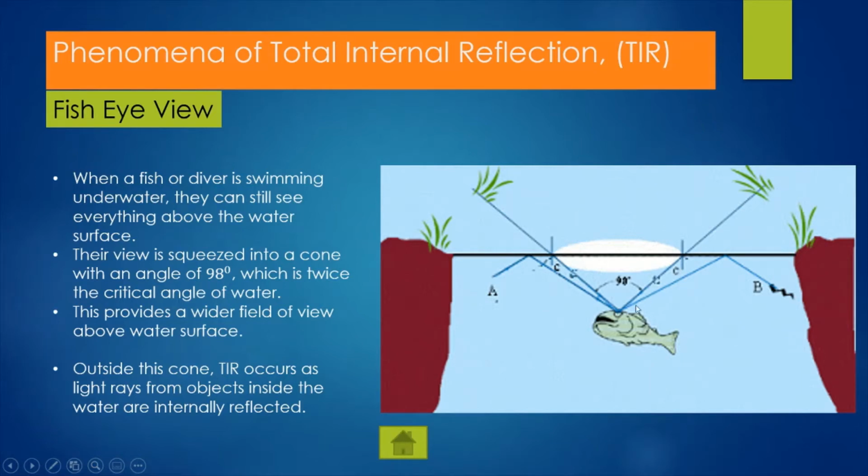What about if the incident angle is more than the critical angle? For example, this worm and this object A here. For these objects, the light will be reflected into the eye of the observer. So therefore the fish can see this object, this, this, and that. All this can be seen by the fish. Is it because the fish has a special eye? No, it is because of total internal reflection.